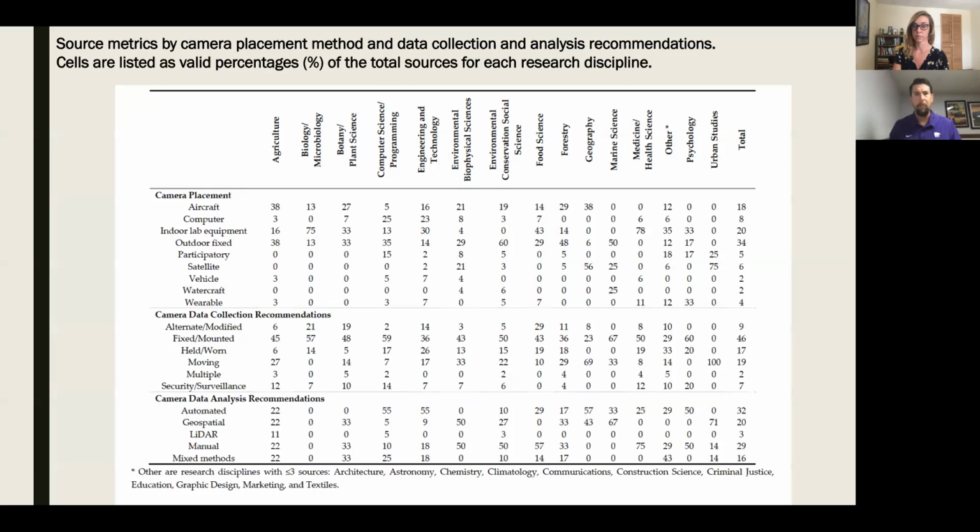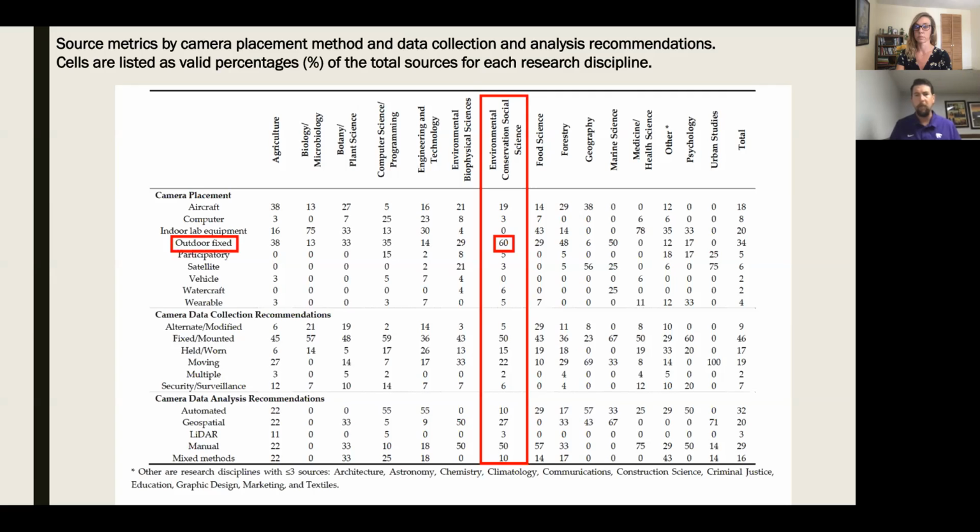The next slide, the table, is looking at basically what I've already said. So if we highlight the environmental conservation social science column, we have a reference at the end of our presentation for the entire paper if you're interested in looking at the rest of this data. But for the conversation we're having today, if we look at the camera placement and we highlight that area, we can see that the number one was outdoor fixed, right? So that was far and away the most common place for the cameras to be placed, with aircrafts being a far distant second.